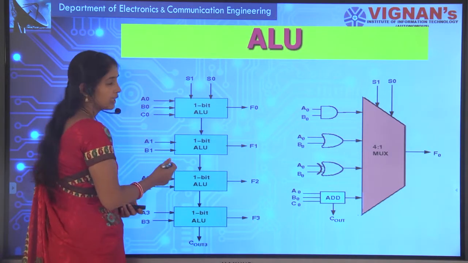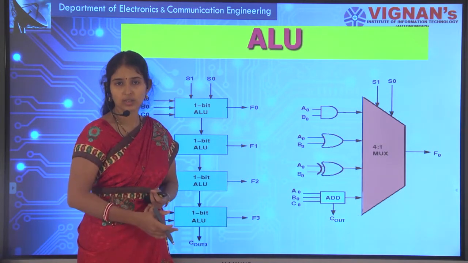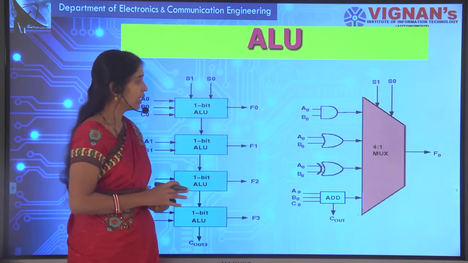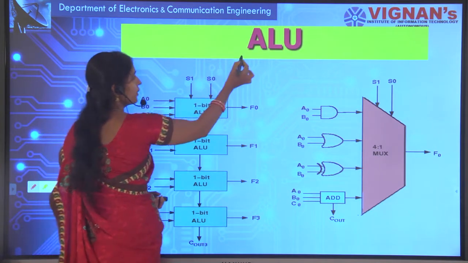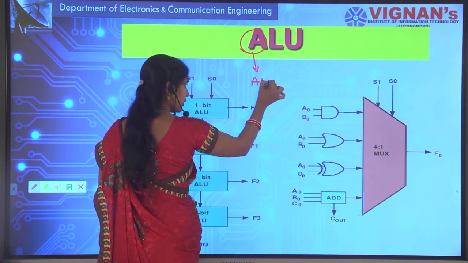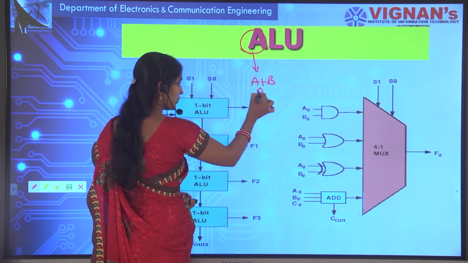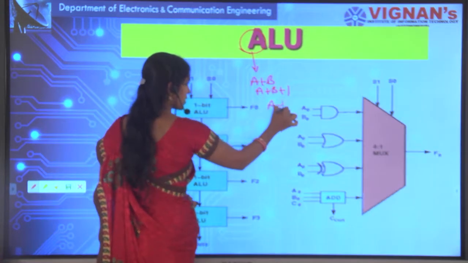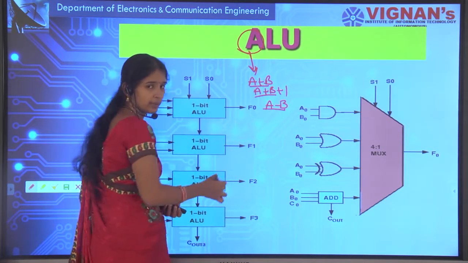Okay. Now we'll be discussing the ALU, that is nothing but the arithmetic logic unit. How the ALU is going to be designed, that is all we'll see here. The arithmetic logic unit means how arithmetic operations will be performed. Arithmetic means like A plus B, A plus B plus 1, A minus B. All these arithmetic operations, how will they be performed?